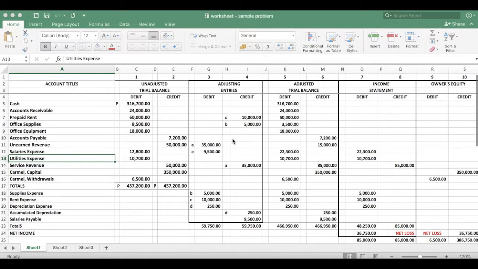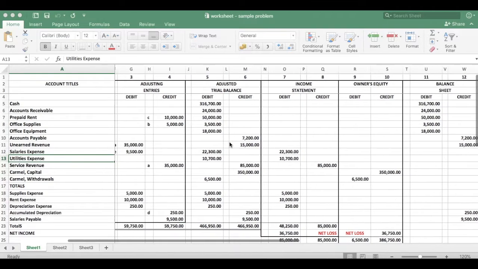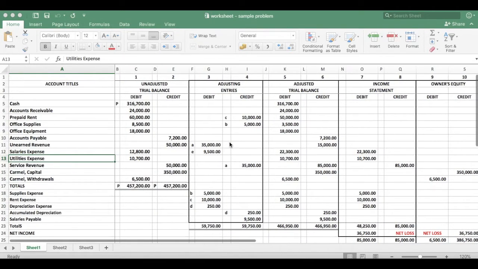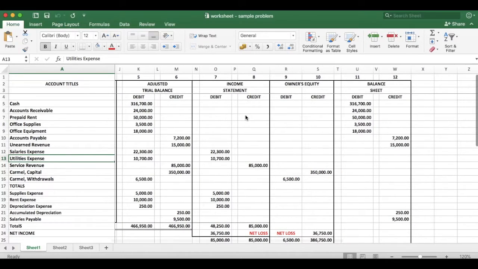Okay, so in the previous lesson, we made this worksheet, right? Please take note that the worksheet is an optional step in the accounting cycle, because basically the worksheet would assist you in creating your financial statements. If you look at this worksheet, we already have the needed things, which are the accounts and the amounts for three financial statements: the income statement, the owner's equity, and the balance sheet.